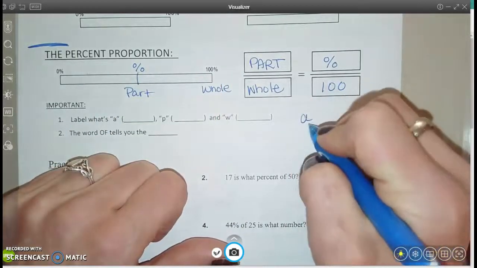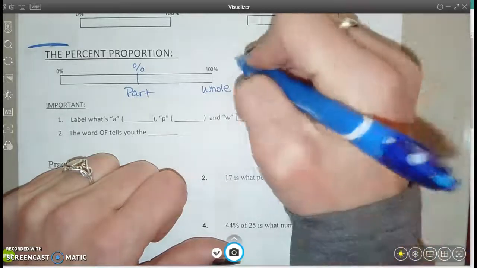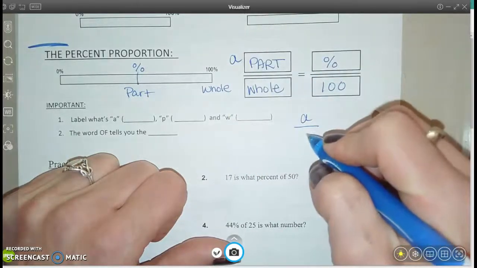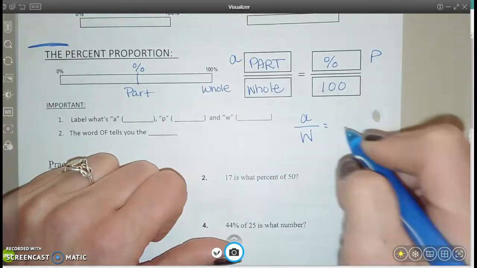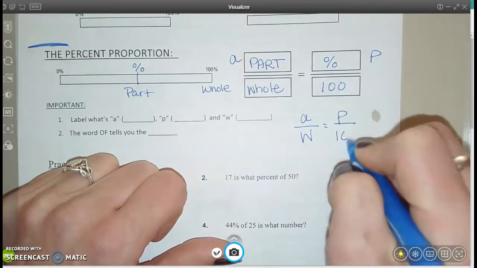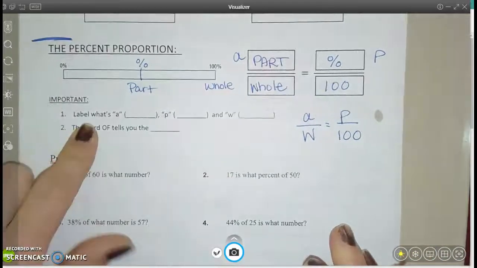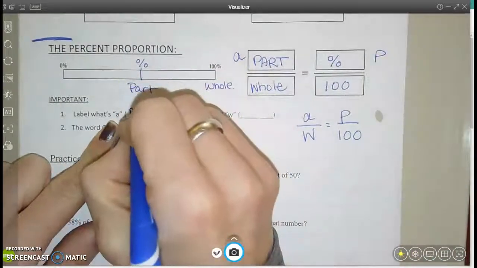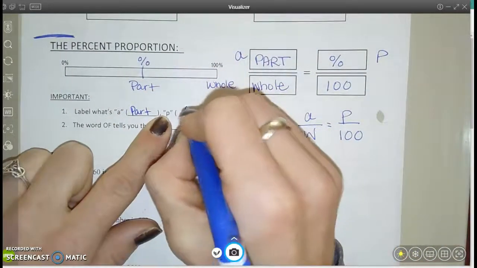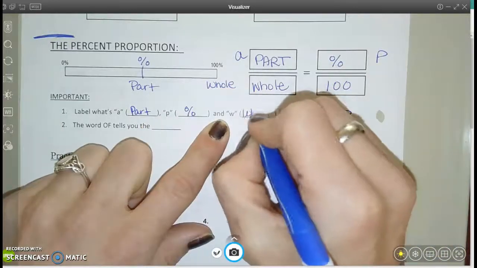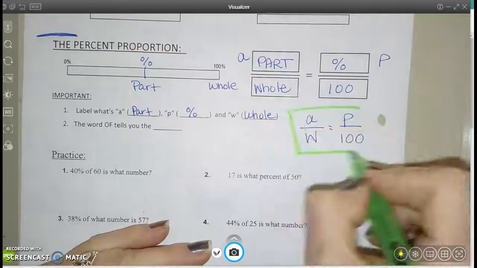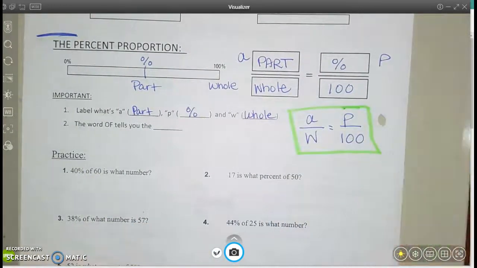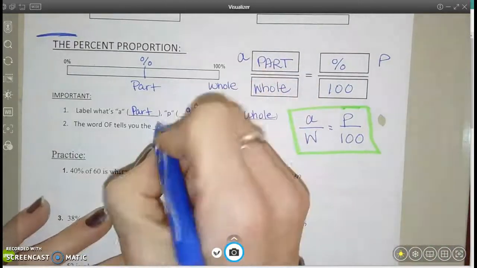Your book abbreviates it, and like I said, we're going to abbreviate these. The part is A, the whole is W, the percent is P, and 100. So label what's A, the part; P is the percent; W is the whole. And this is what you need to use for every problem. And we already said the word "of" tells us the whole.